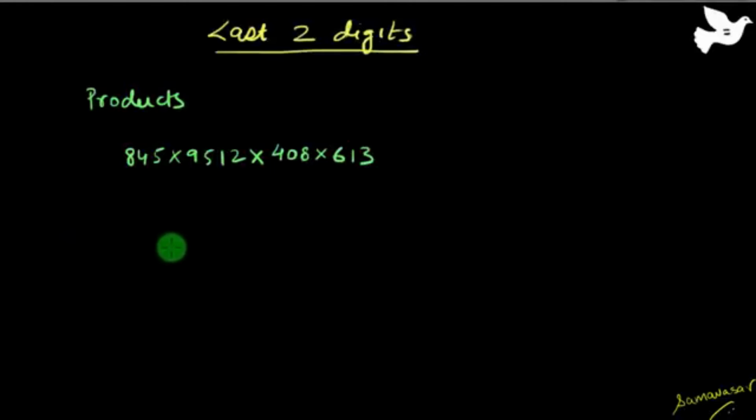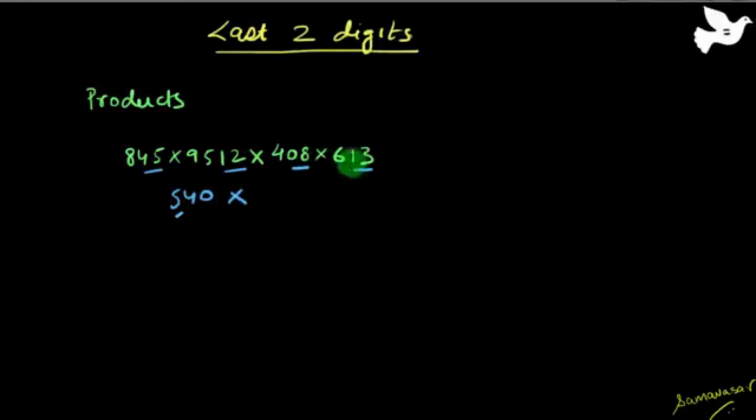Okay, now let's move on to the last two digits. So again, let's start with products. So if I have numbers like this and I'm trying to find the last two digits of this product, like we saw in the case of unit digit, all you need to do is take the last two digits of all the numbers and find it out. So now 45 into 12 is 540. Basically, I will ignore this. I will just keep the 40, but let me write it down for the moment.